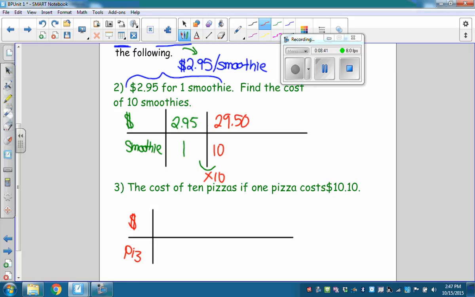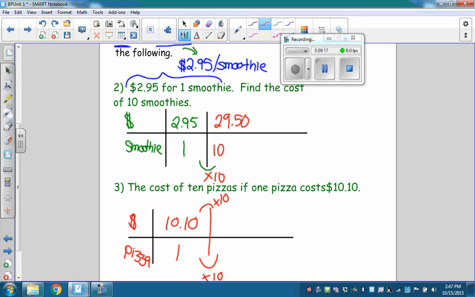Riley, what is the cost for one pizza? For one pizza is $10.10. That's the cost of one pizza. Right. And if I want to get 10, I'm just going to multiply by 10. And what's $10.10 times 10? $10.10 times 10 is 101. Well, what's $10 times 10? 100.